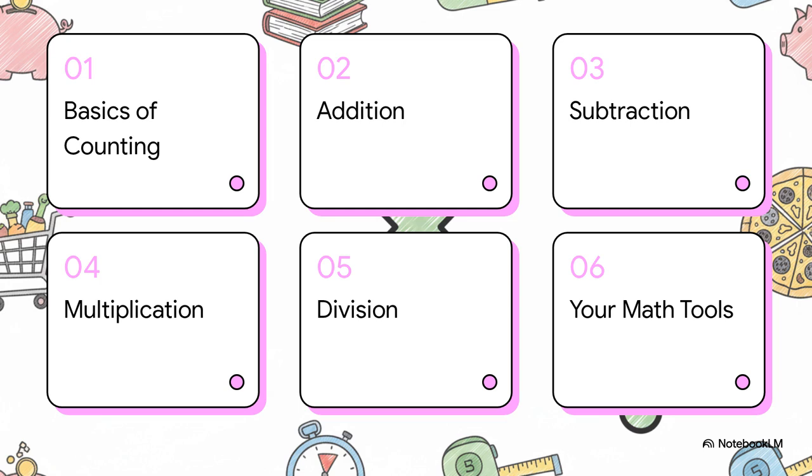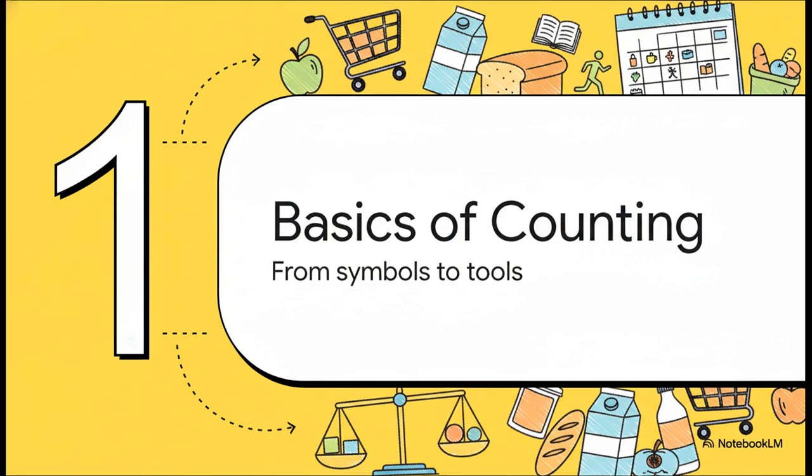Here's how we're going to build our toolkit. We'll start with the basics of counting, then move through addition, subtraction, multiplication, and finally, division. By the end, you'll see how all these pieces fit together to become a really powerful set of skills. All right, before we start adding and subtracting, let's reframe how we think about this. These aren't just abstract symbols on a page, right? They are practical tools we use to organize, compare, and understand everything from a shopping list to our daily schedule.